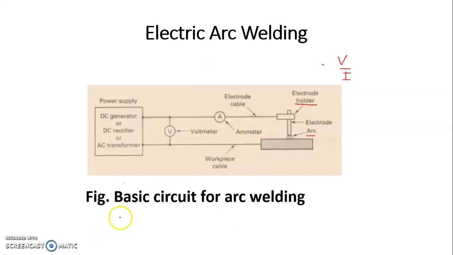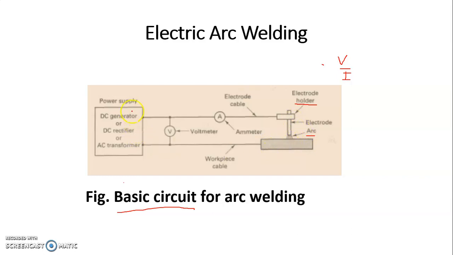First, the basic circuit of arc welding. This is a basic circuit of arc welding in which this is a DC generator, power supply, and the voltmeter, ammeter, and the electrode holder for holding the electrode, and this is a workpiece. The arc is generated between the electrode and the workpiece due to the positive and negative terminal.